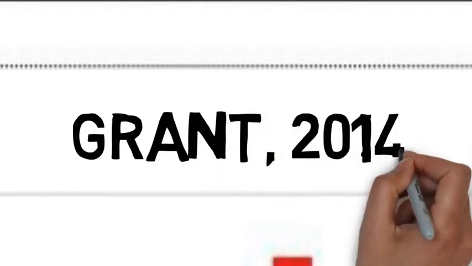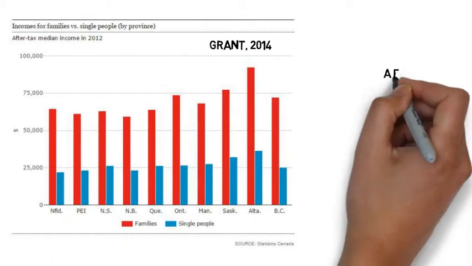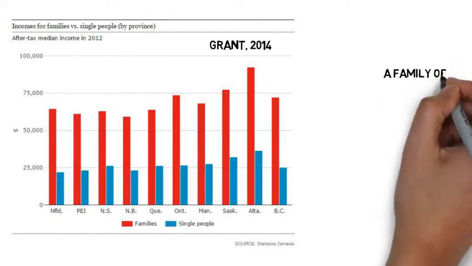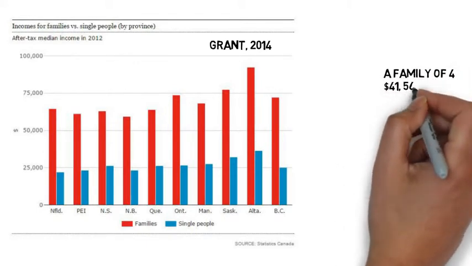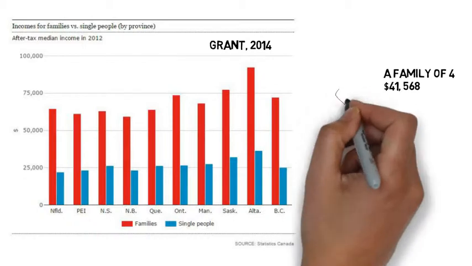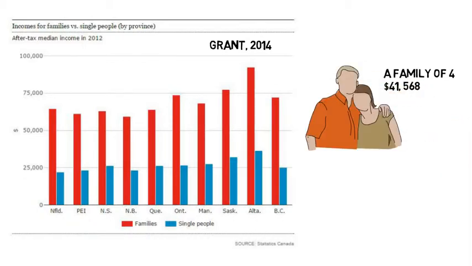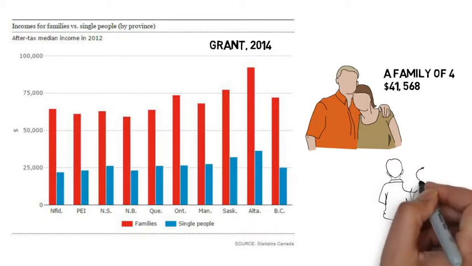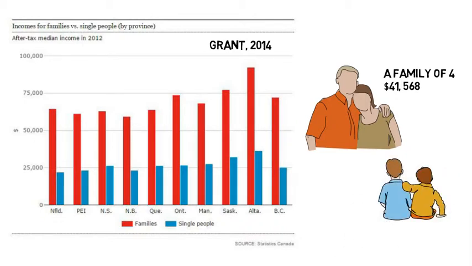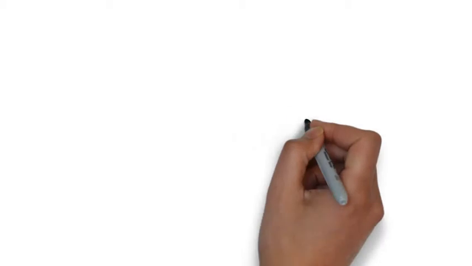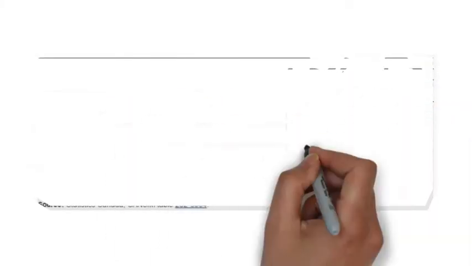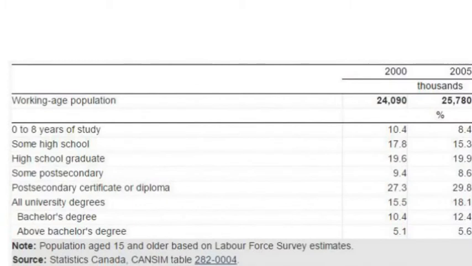Households are classified as low income if their after-tax income is less than half of the median national income, which in 2012 for a family of 4 was $41,568. Posted in the Globe and Mail, this chart from Statistics Canada shows provincial incomes for the low-income bracket families and singletons. If we look closer at the education of Canadians, we will find that in fact the number of educated individuals may be much higher than 20.9%.